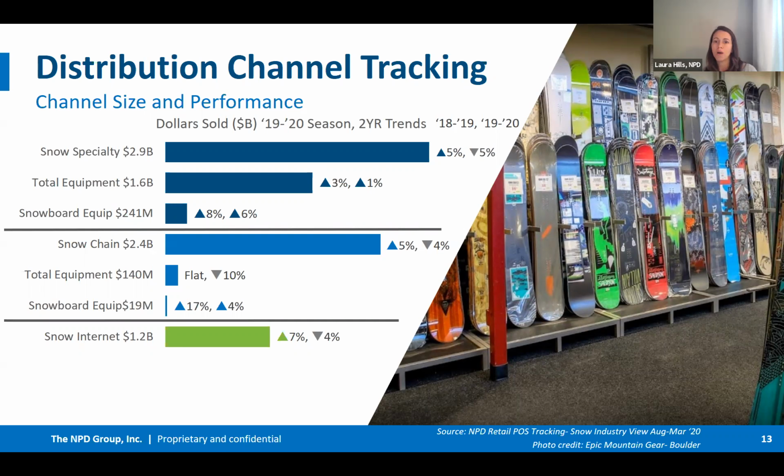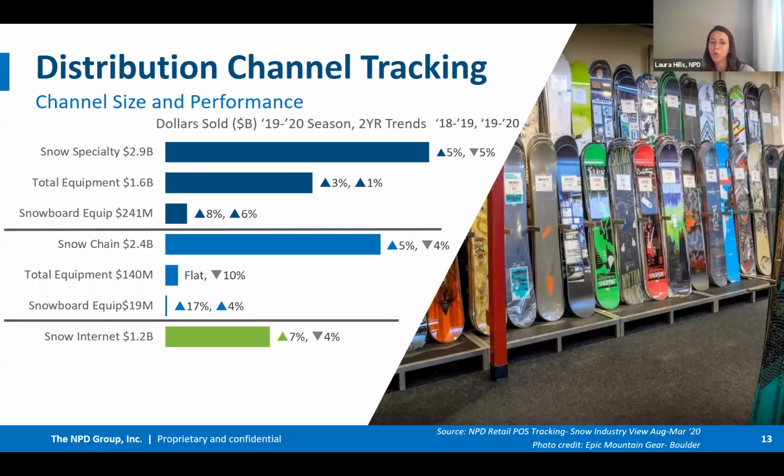So now we do have to take into account the law of large numbers, because if you look at the size of snowboard equipment versus total equipment in this channel versus snow specialty, we see that it's significantly smaller in volume, and certainly significantly smaller in volume than the Snow Chain channel overall.